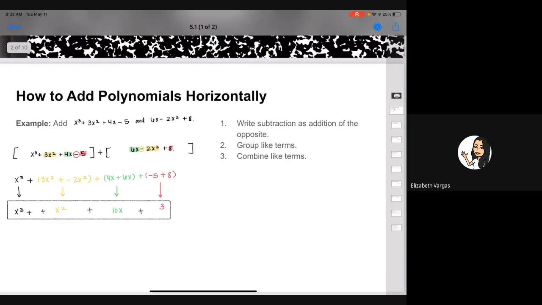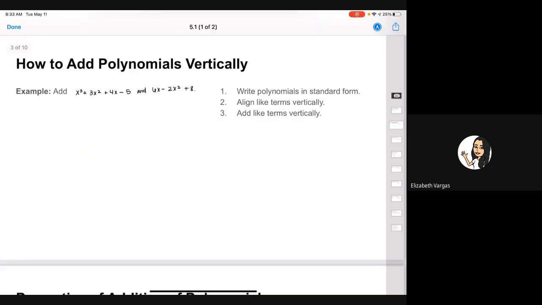There we go. So we went horizontally from left to right. Now what we're going to do is add vertically, up and down. It's up to you whether you want to do it left to right or up and down, whatever your preference is, but I'm going to show you how to do both. Okay, same expressions, but this time I'm adding up and down.